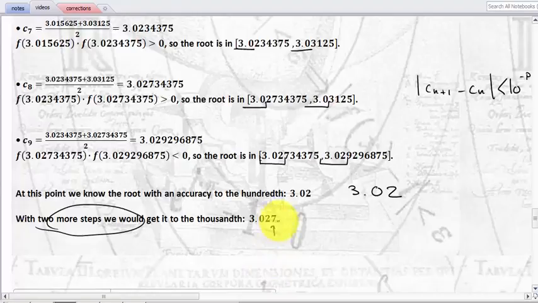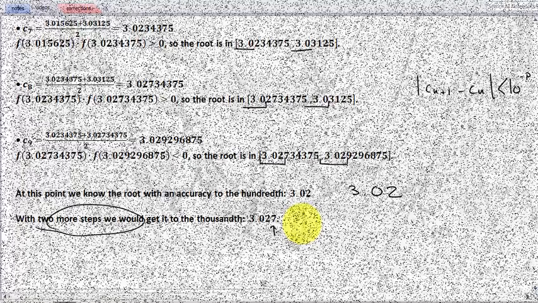The problem with this method is that it takes a lot of memory in programming and it's very, very slow. It is not the method that your calculator uses. It could have been, but it's not. The method that the calculator uses is based on calculus. This method is not based on calculus.